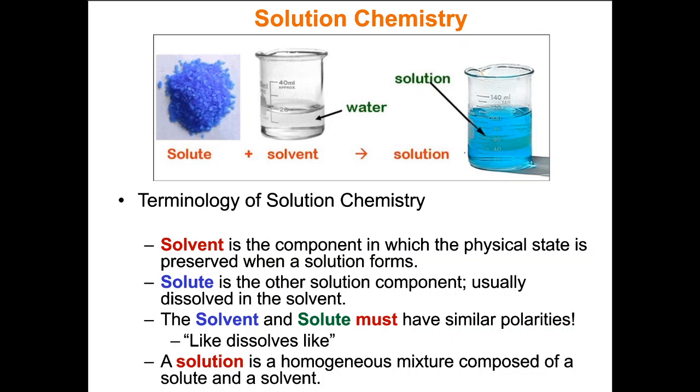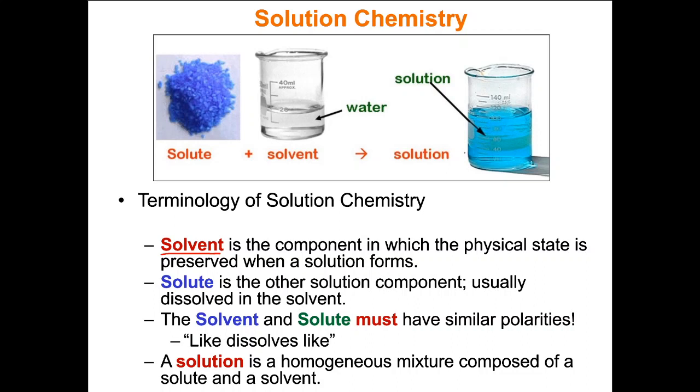So some terminology. Okay, so we have 2 parts of a solution. The first part is going to be the solvent. Okay, so the solvent is the component in which the physical state is preserved when the solution forms. So in other words, if the ultimate solution becomes a liquid, then whatever my liquid component is, is my solvent. And generally speaking, this will be what you have more of, and generally it will be a liquid, like an organic solvent, like hexanes or ethanol. And a lot of times we'll deal with aqueous solutions, so our solvent will just be water.